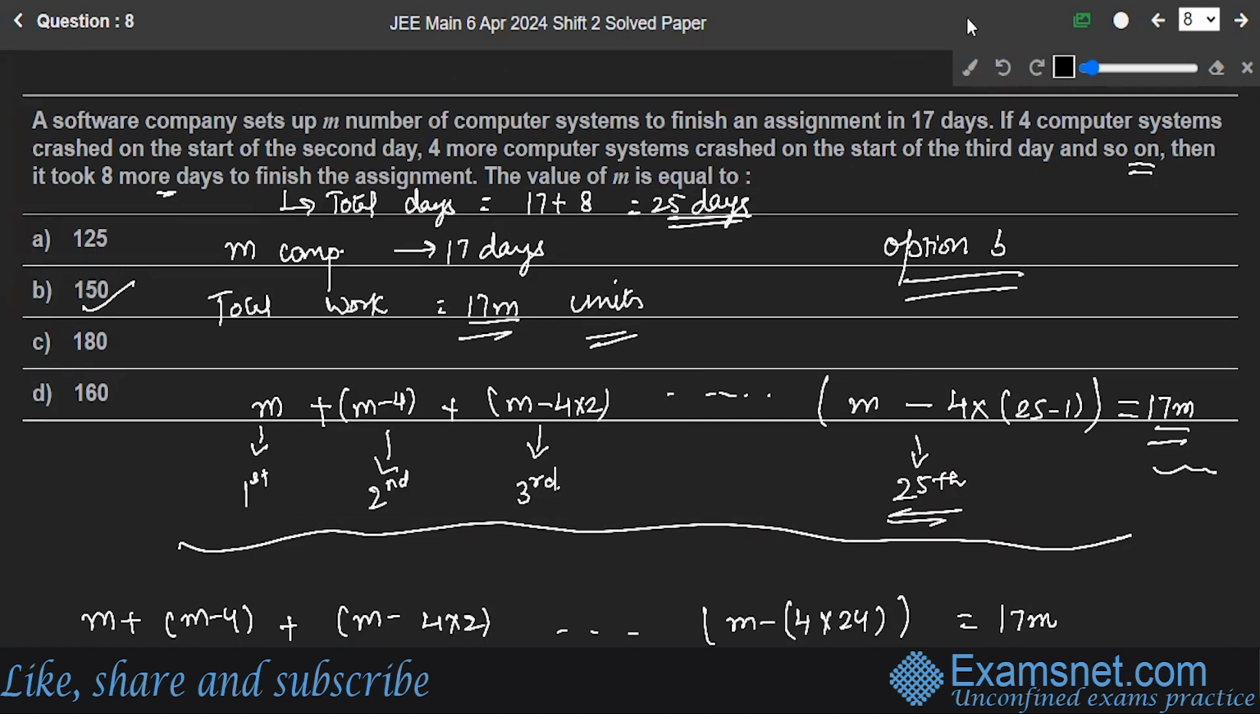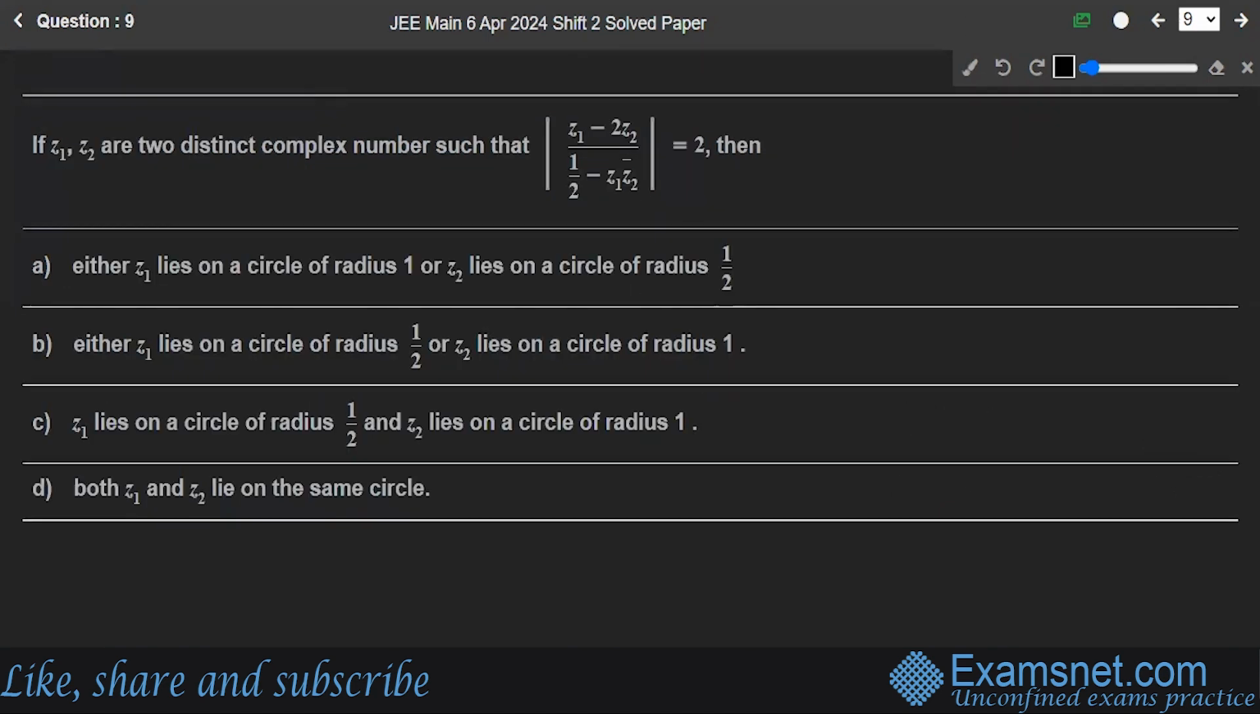Let's move to the next question. Question number 9, if Z1 and Z2 are two distinct complex numbers such that this is true, then which of the following is true about the radius of Z1 and Z2? Like, is it 1 or half of, like, what is this? Okay. So I'll start with this question. Let's do the cross multiplication. Here you will have the modulus of Z1 minus 2 Z2.